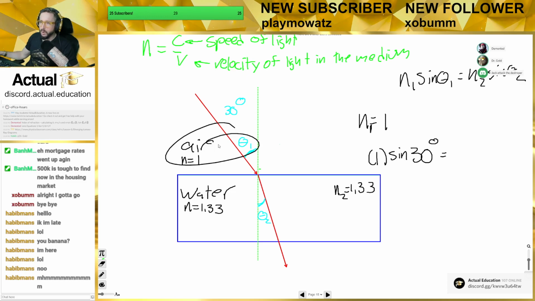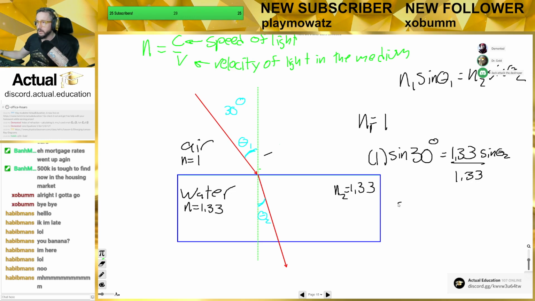So that's why this top one is 1. n1 is 1, sine of theta 1, 30 degrees, has to equal n2, which in this case is 1.33, the index of refraction of the medium I'm going into, times sine of theta 2. So now I can solve for theta 2. I just divide both sides by 1.33, so I have sine of 30 degrees over 1.33 is equal to the sine of theta 2.